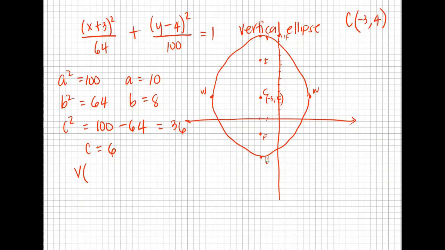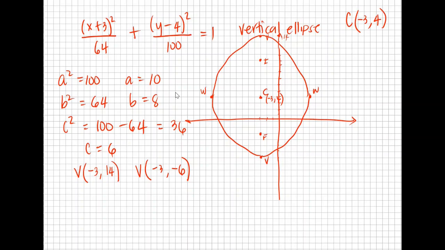So the vertices are along the major axis. We have x here is negative 3, and since the distance from the center to the vertex is 10, 4 plus 10 will give us 14. And the other vertex has the coordinates negative 3, but this time 4 minus 10, we have negative 6. We have 1, 2, 3, 4, 5, and 6. We are on y equal to negative 6.